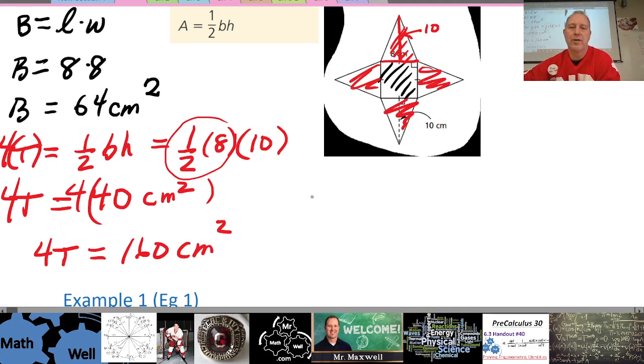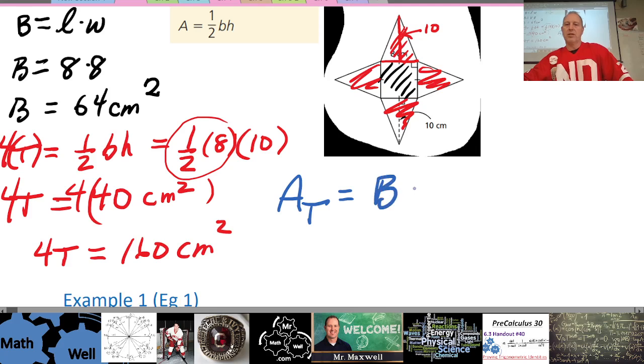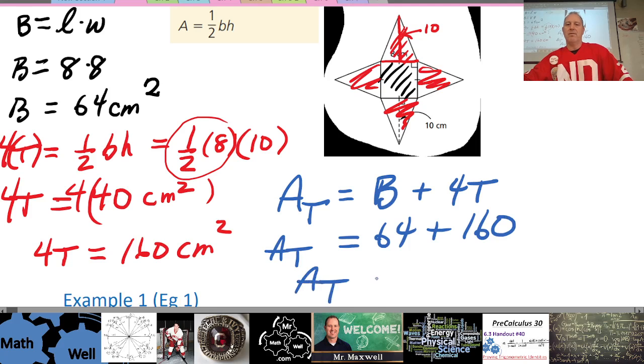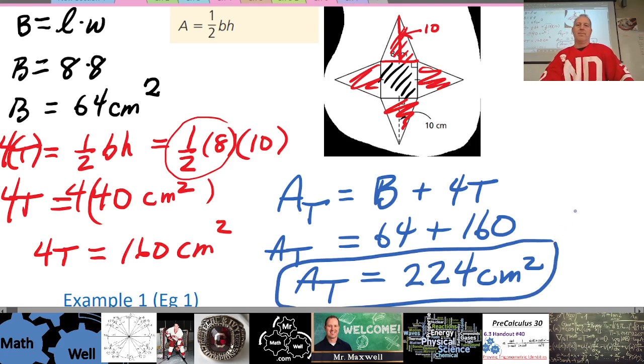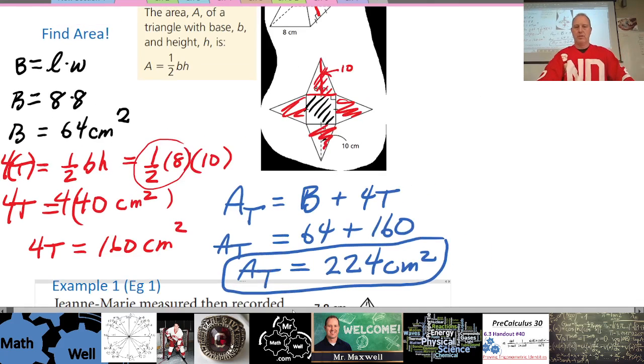Now the area total is the last step you have to do, and I usually abbreviate area total with A sub T, A with a T on the subscript. So area total now is going to be the area of the base plus 4 times the area of one of the triangles, or 64 plus 160. Area of this whole thing, the total is 224 centimeters squared. Does everyone agree with that? Does it look good? Okay. Any questions on that one? I'll just pause for a moment here. If you have any questions, let me know.